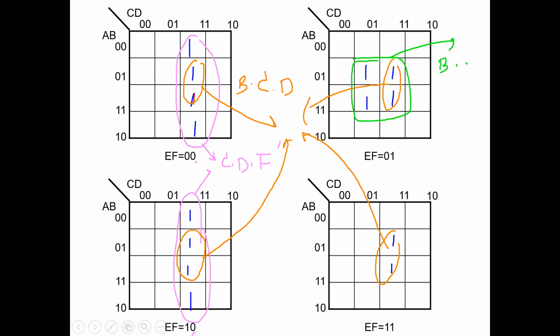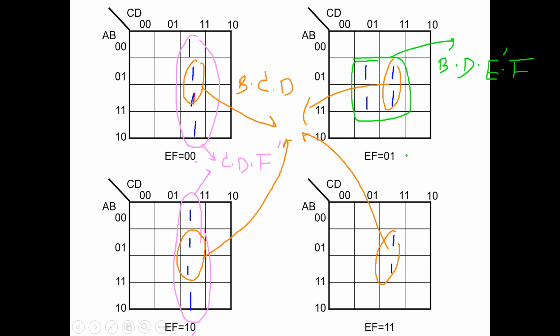B and D, that's all. And F, that's all. And D prime. Okay? That's all. Easy, right?